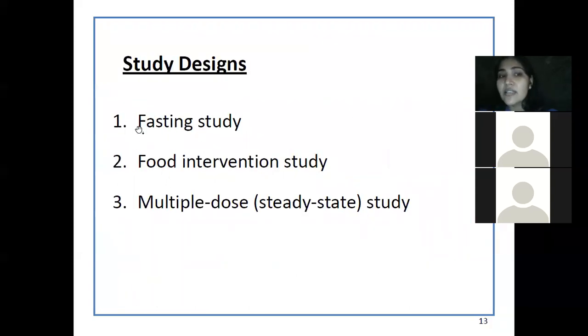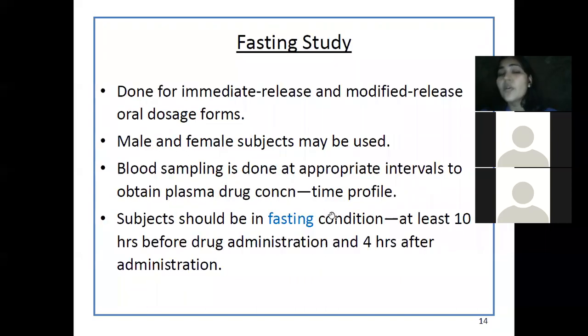I'll just check these 3 points: fasting study, food intervention, is there any, and if I do the multiple dosing, how will I achieve the steady state? Okay, so that is what I will be looking into. So why I'm repeating these points is just to let you know that there is a difference between the clinical trial and BAB trial, and why BAB trials are different from the clinical trial.